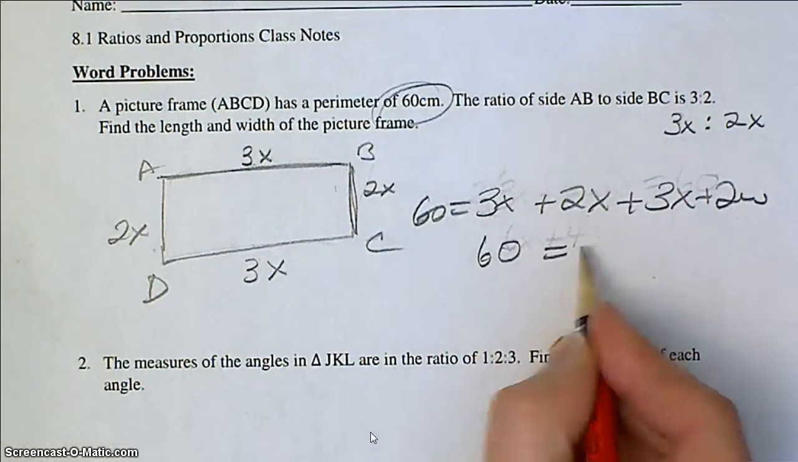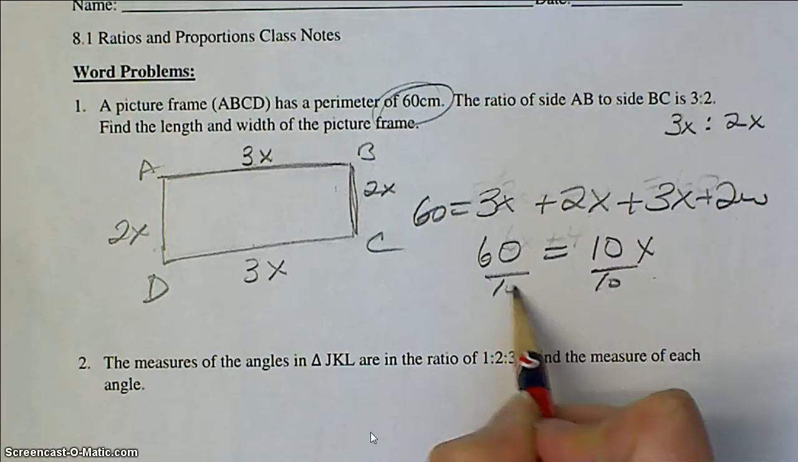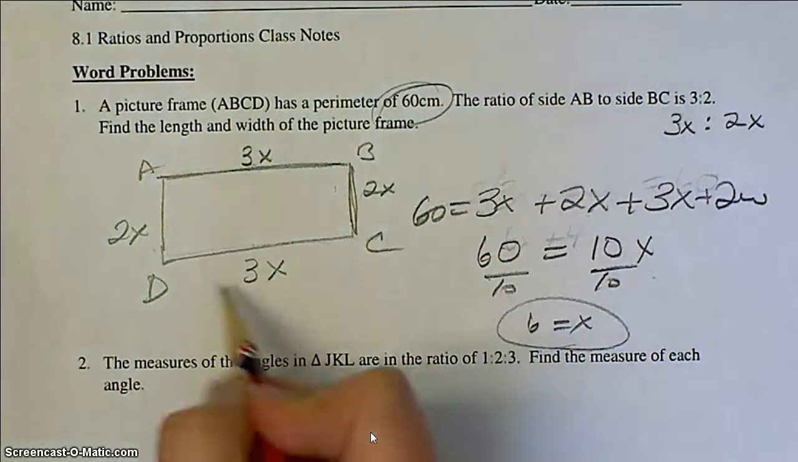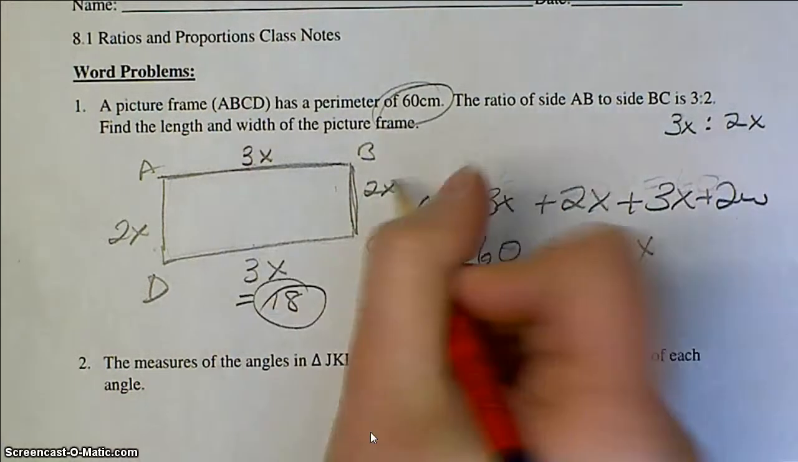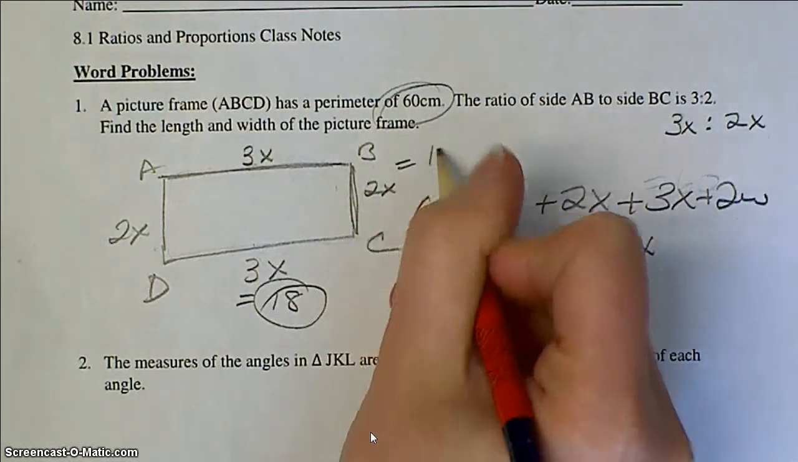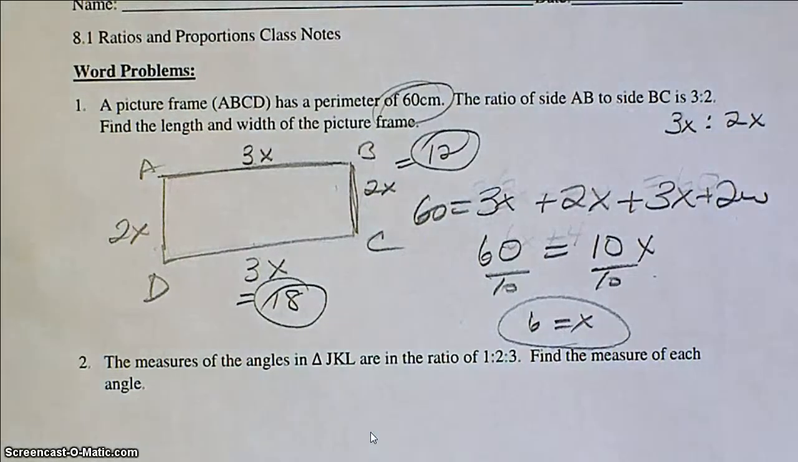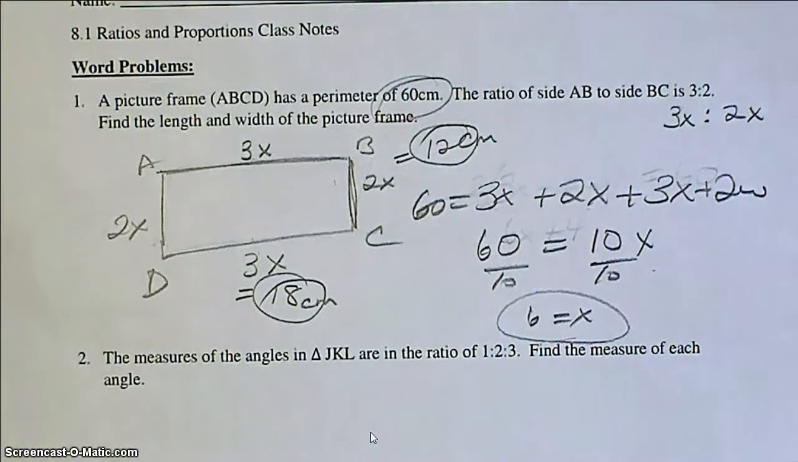60 equals 10 x's. Divide both sides by 10. 6 is equal to x. Now, I could use that value to find the length and the width by plugging it back into here. 18 and then 12. Those are the dimensions for this picture frame. Okay, and it gives you centimeters, so you want to add on your units. Okay, let's try number 2.